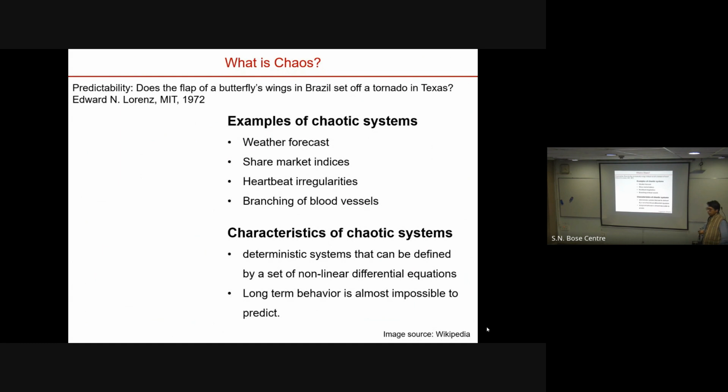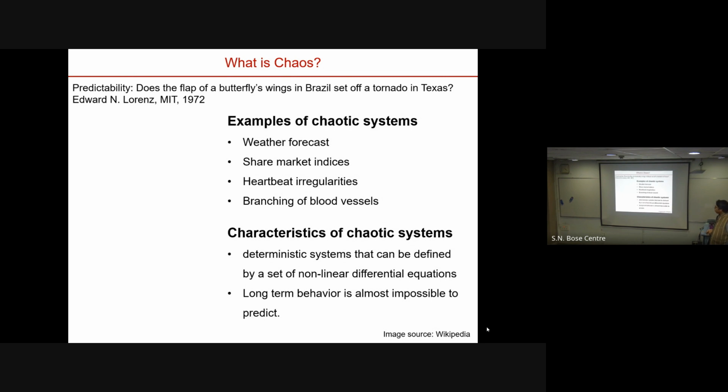Now, these chaotic systems are not random systems. Normally we associate the term randomness with chaos, but that is not what it is. These are actually deterministic systems which can be defined by a set of nonlinear differential equations. If you know the initial condition, you can precisely predict the condition after a certain amount of time. But the problem is that these systems are dependent on the initial condition, and if there is a little bit of change in it, very quickly these systems can diverge. So you can have very wide differences in the predictions depending on small differences in the initial condition, which makes these systems almost impossible to predict in terms of their long-term behavior.